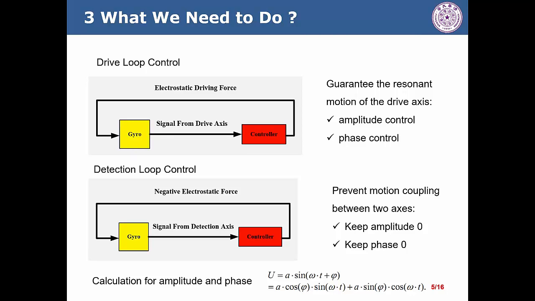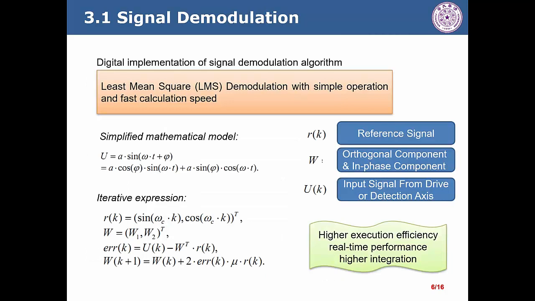And before we do the loop control of the two axes, we need to calculate the amplitude and the phase of the signals. Let's see how to calculate the amplitude and phase. The scheme is based on the least mean square algorithm, and it is implemented with a digital circuit with higher execution efficiency, real-time performance, higher integration. For the signal with simplified mathematical model, the circuit deals with iterative expression. Typically speaking, this algorithm is commonly used in signal processing.